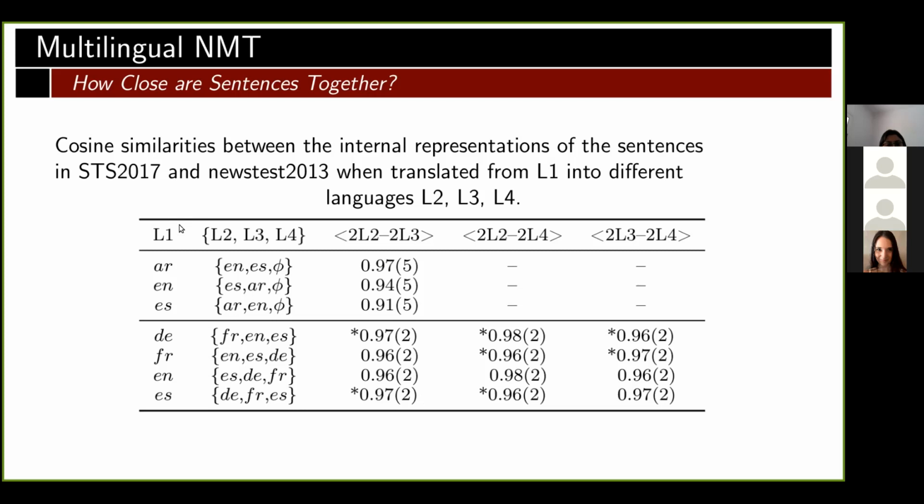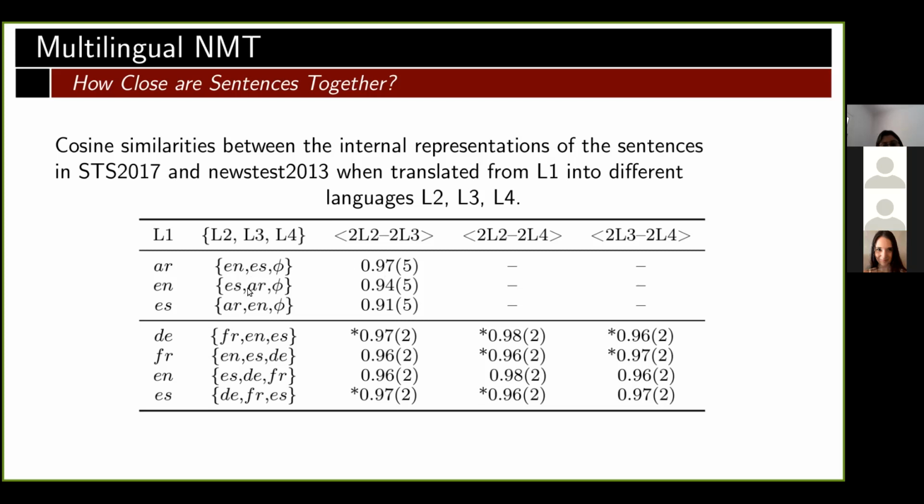So we use this system and translate sentences. Let's start with the Arabic subset. We take sentences in Arabic and use our system to translate them into English and Spanish. And now we compare the similarity between the translation in English and Spanish. So we compute cosine similarity here between the English sentence and the Spanish sentence. And we see that the cosine similarity is close to 1. The average similarity over all the test set is 0.97.